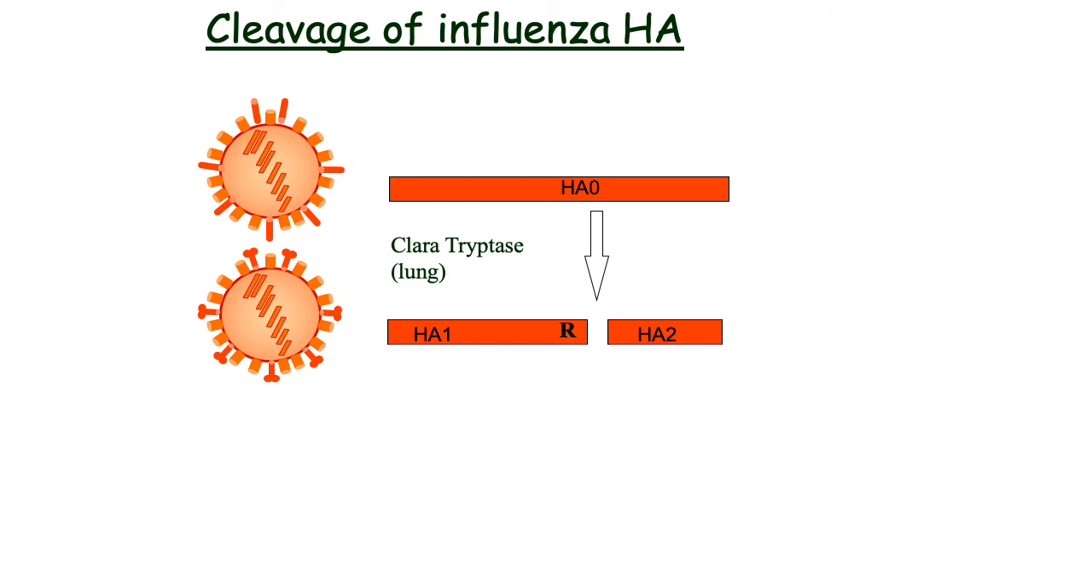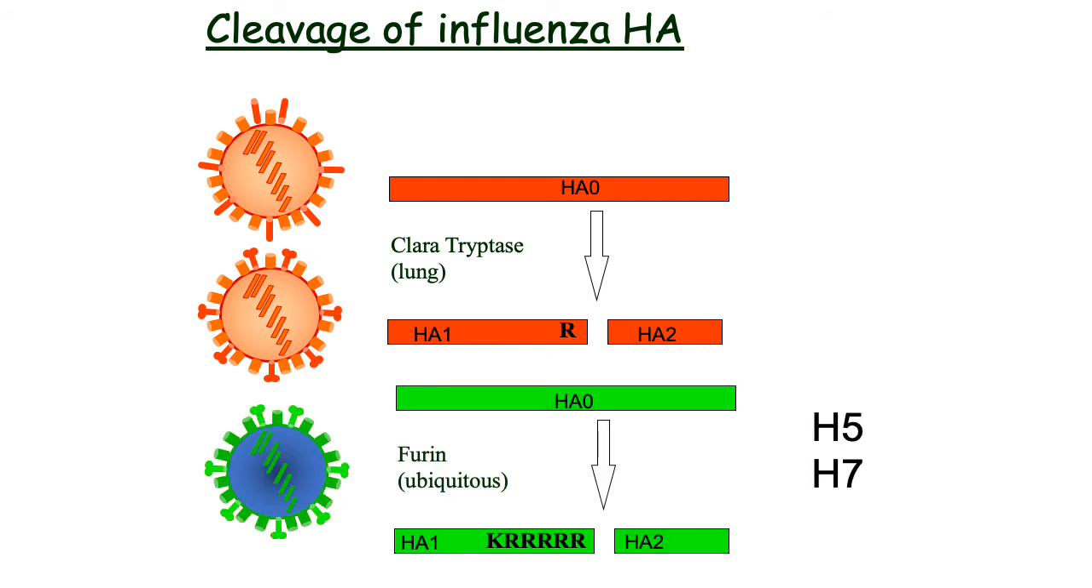which are HA1, that's going to bind the receptor, and HA2, that's the fusion motor, that's going to have a transmembrane in it, and heptad repeat 1 and 2, and the fusion peptide will be right up at the front end of the HA2. And so this cleavage by claritryptase is necessary to activate the hemagglutinin so that it can start an infection. All right.